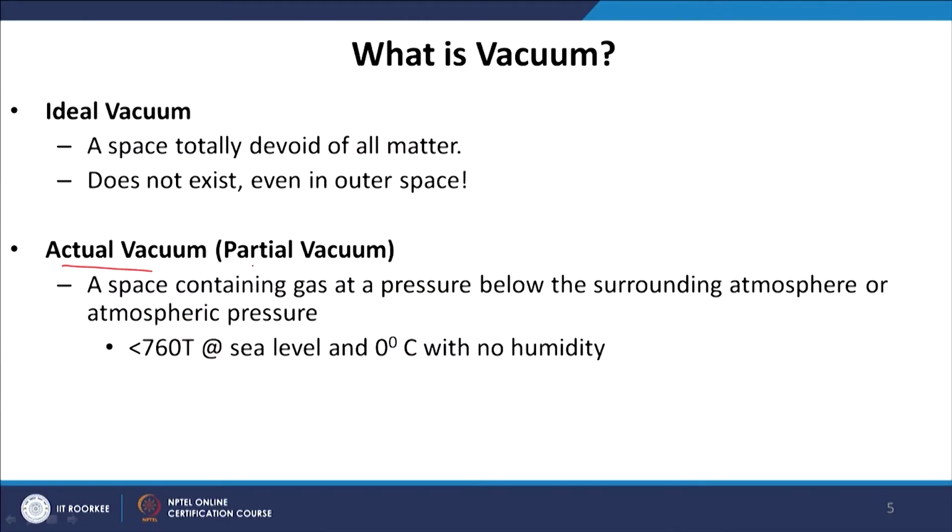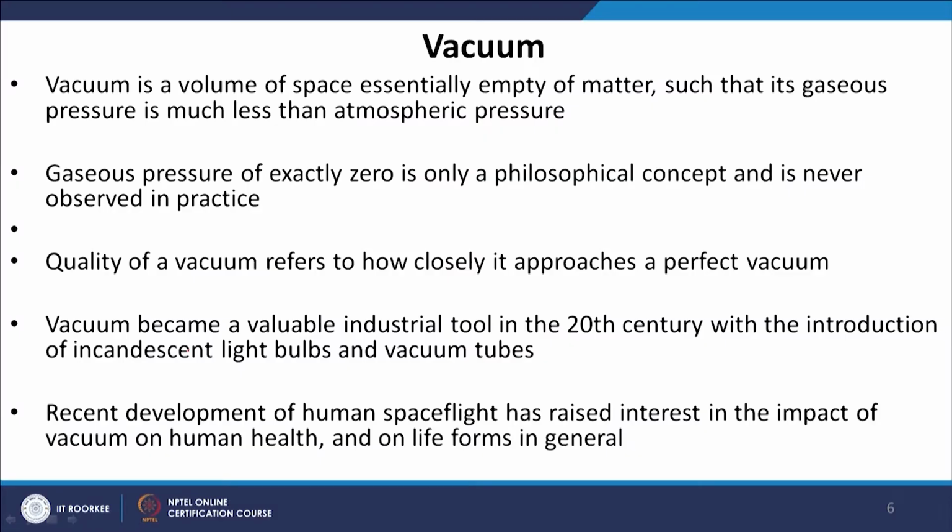The actual vacuum is a partial vacuum, a space containing gas at a pressure below the surrounding atmospheric pressure. We know that at sea level the atmospheric pressure is 760 torr. So, if I want to create a vacuum inside some chamber, and the atmospheric pressure is 760 torr, then the resultant pressure should be less than 760 torr. So, vacuum is a volume of space essentially empty of matter such that its gaseous pressure is much less than atmospheric pressure. Gaseous pressure of exactly 0 is only a philosophical concept and is never observed in practice.